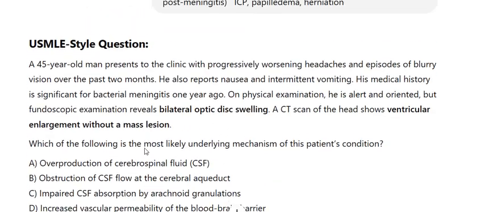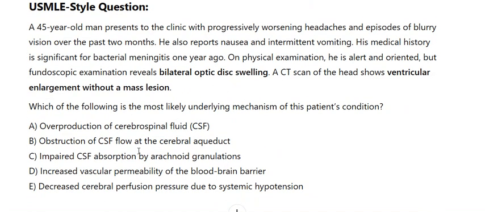USMLE style question. A 45-year-old man presents to the clinic with progressively worsening headaches and episodes of blurry vision over the past 2 months. He also reports nausea and intermittent vomiting. His medical history is significant for bacterial meningitis 1 year ago.